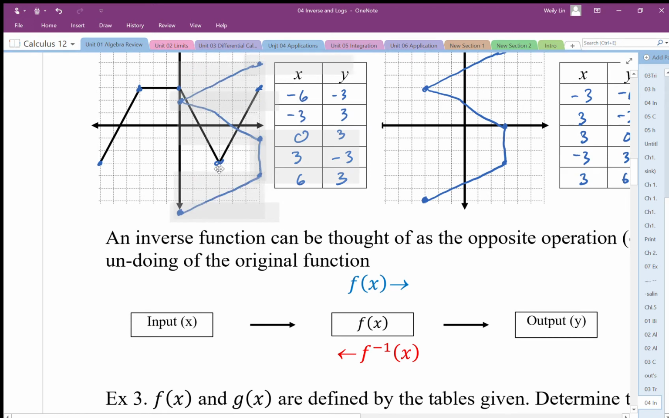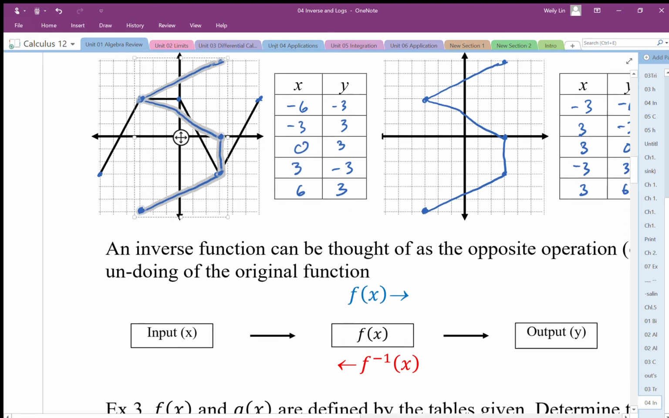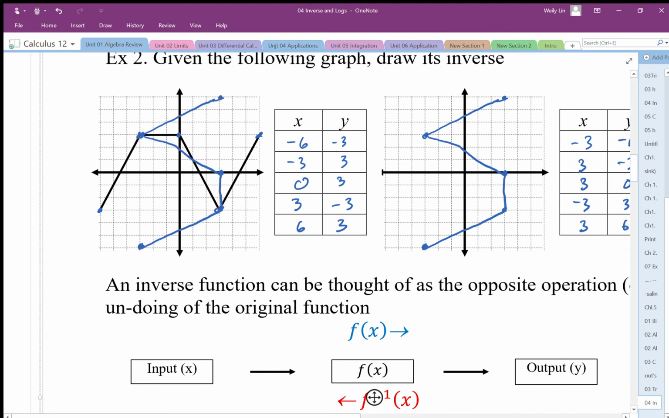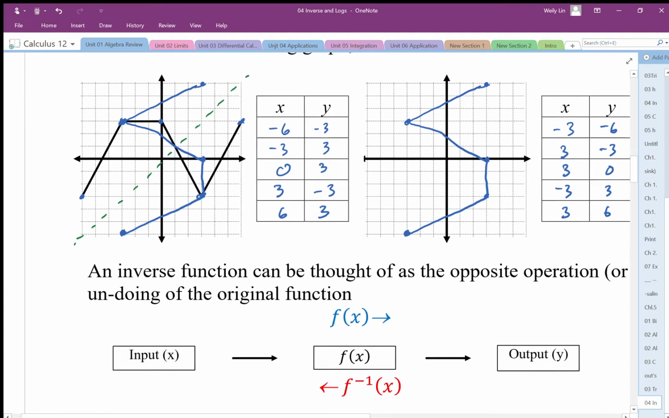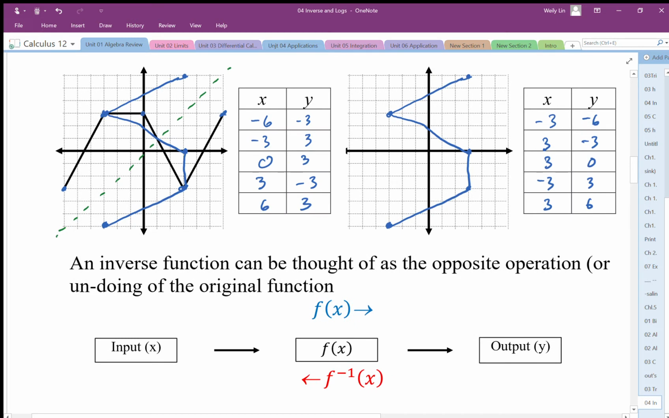So if I lay it on top of here, it's going to be a graph that looks like that. There it is. And if we take a look at that picture, it is definitely a reflection across that diagonal line. So that blue graph and black graph are reflections of each other. So this idea of inverse is a reflection across this line, switching of x and y variables or coordinates.